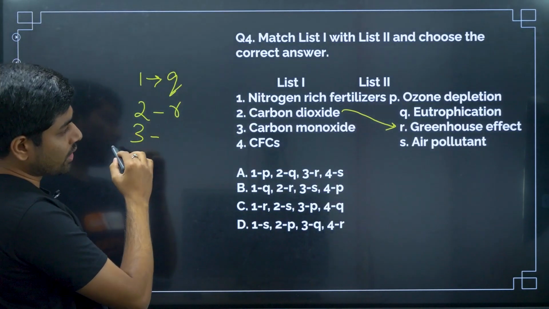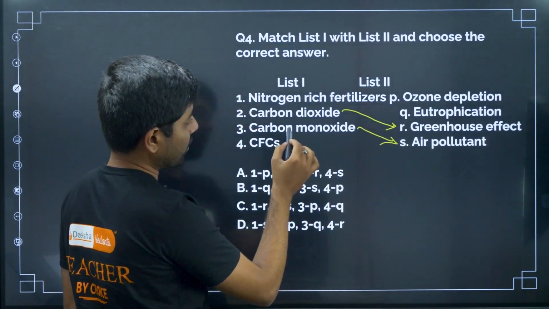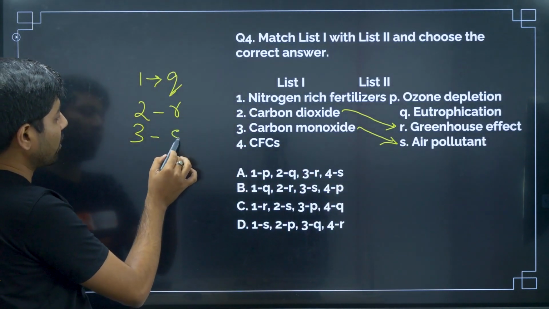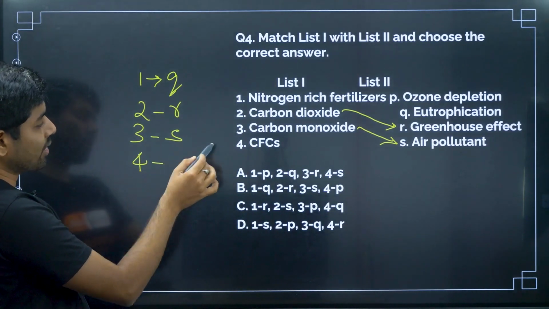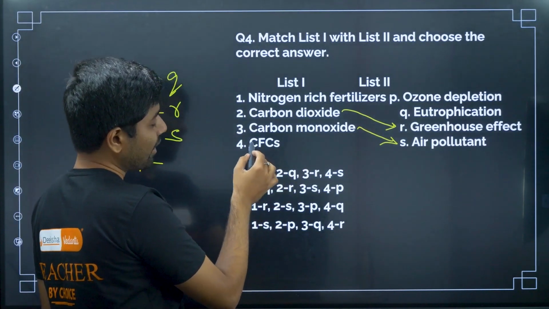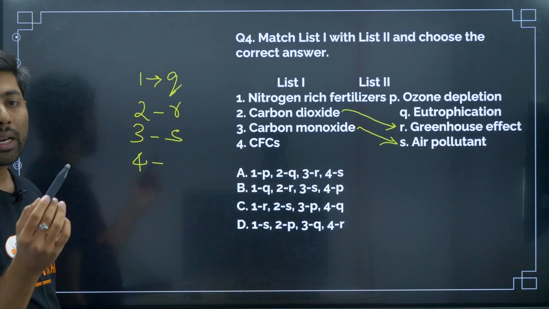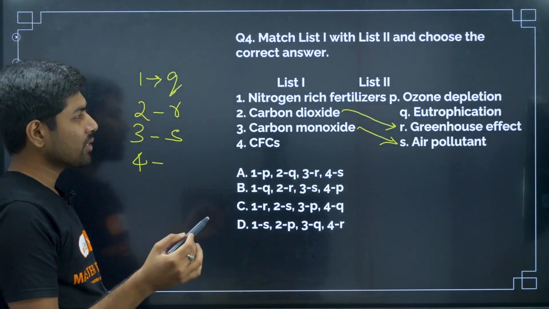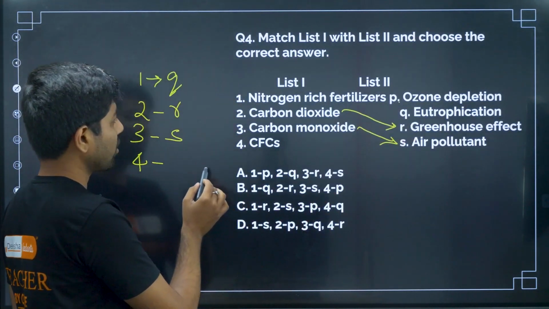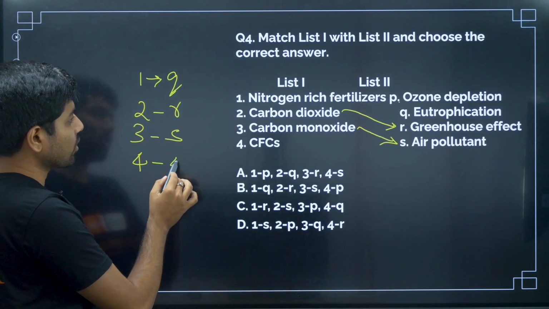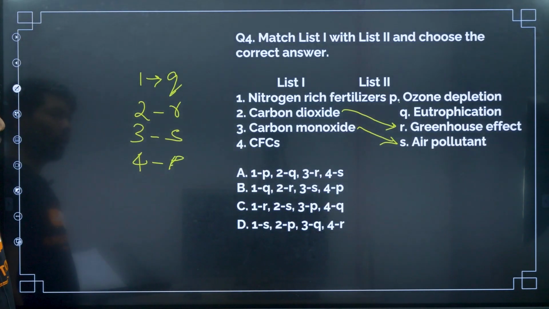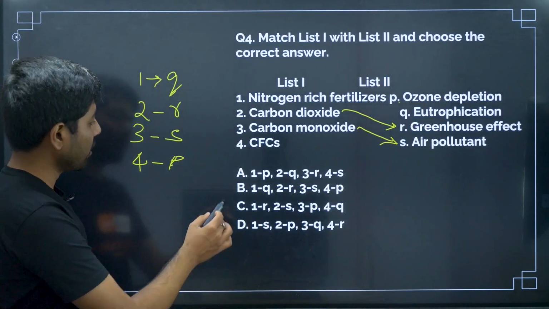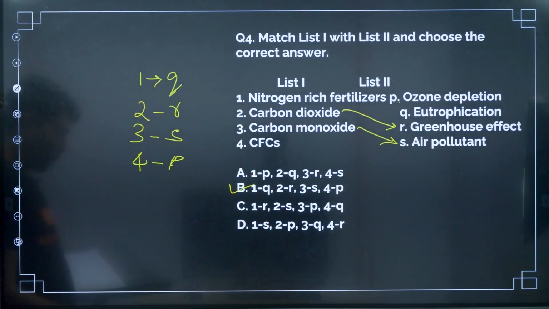Now carbon monoxide is an air pollutant, from the exhaust of vehicles also. Now 4 is CFCs, chlorofluorocarbons. They release free radical chlorines, therefore they cause ozone depletion, which is P. Now do we have the answer? Q, R, S and P. Option B.